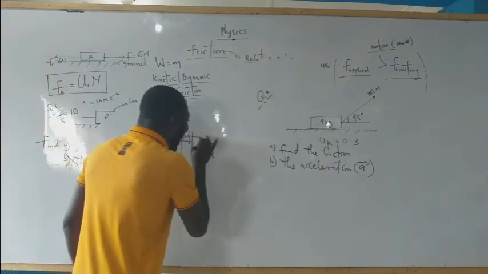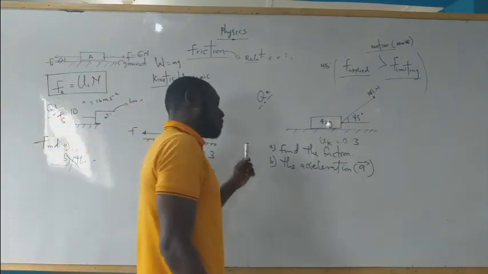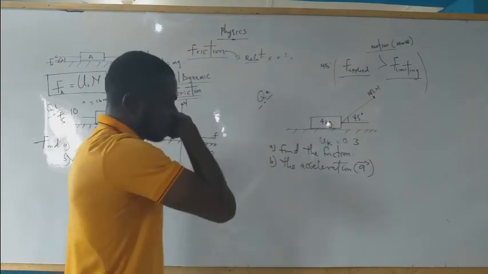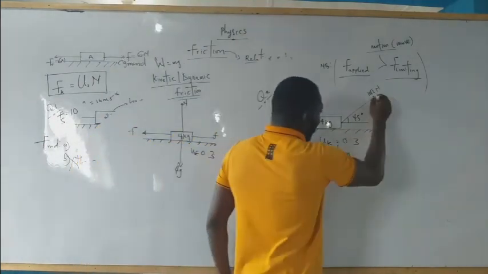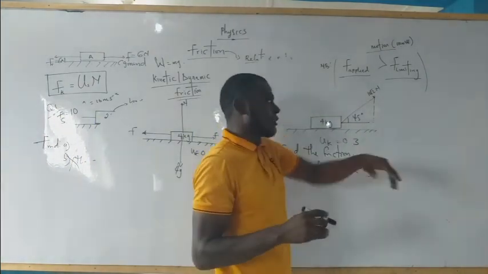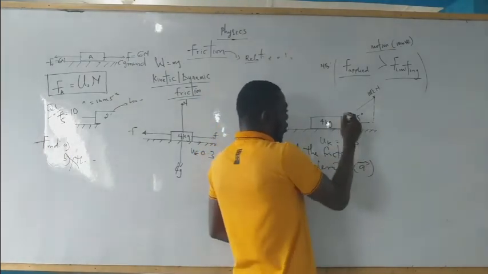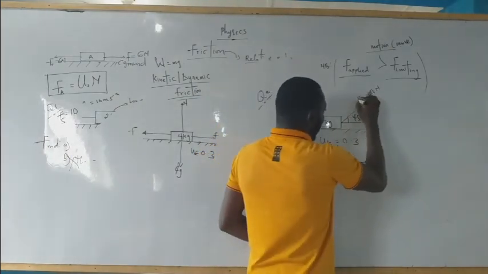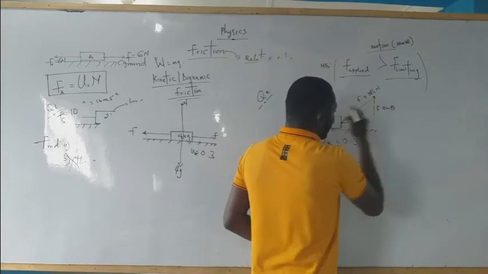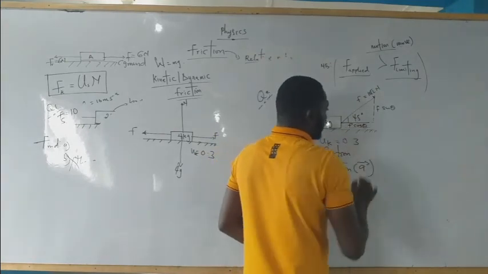This is the applied force. The applied force is not 10 Newton, it's not 10 root 3. Just like you have something like this, you can look for the vertical component and the horizontal component. Vertical component is F sine theta. Horizontal will be F cos theta.